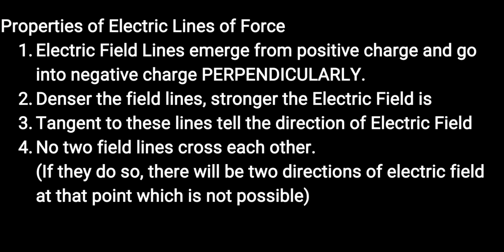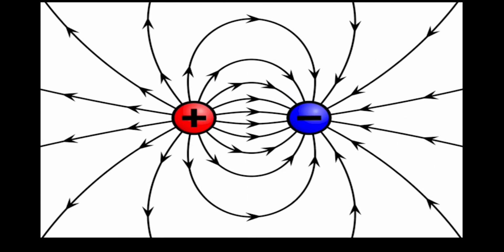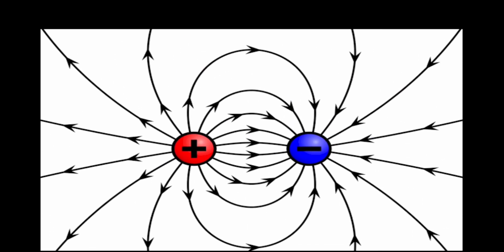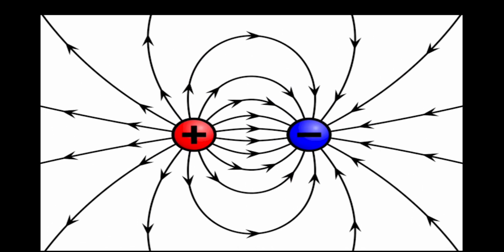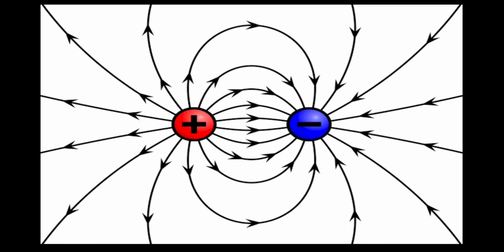denser the field lines, stronger the electric field. We have already discussed this. Tangent to these lines tell the direction of electric field. We have also discussed this. No two field lines cross each other. I mean, two field lines cannot cross each other. Again, I want you to have a look at this, and you can see here that two field lines are not crossing each other. Okay, why? Now the thing is, why don't they cross each other? Okay, this is a frequently asked question.